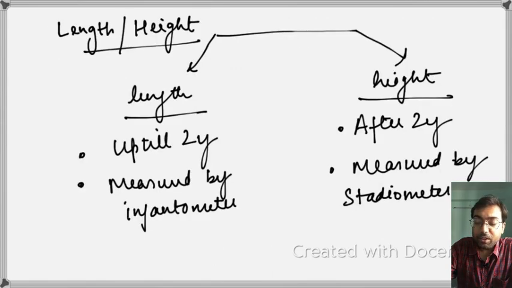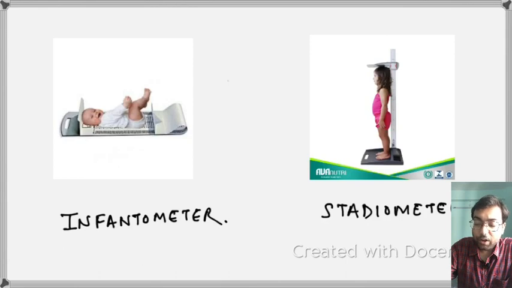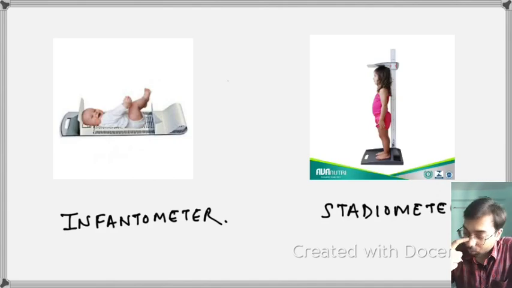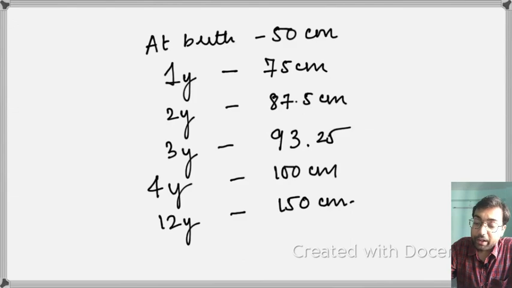So what is length versus height? Length is up till 2 years and height is after 2 years. Length is measured by an infantometer and height is measured by a stadiometer. There are 2 photographs of an infantometer and a stadiometer. The infantometer is on the left and the stadiometer is on the right. So moving on, at birth the length is 50 centimeters.